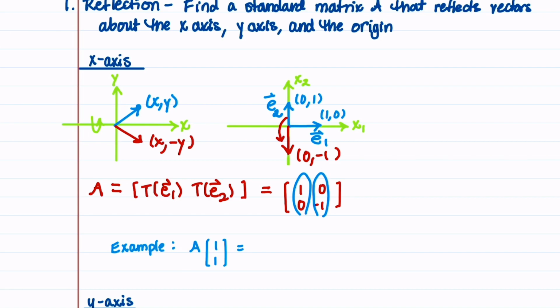Let's see how that works. In our example, we have A times the vector [1, 1]. So if we plug in our standard matrix, [1 0; 0 -1], and multiply that by our vector [1, 1], we end up with the vector [1, -1], which is the vector reflected about the x-axis.